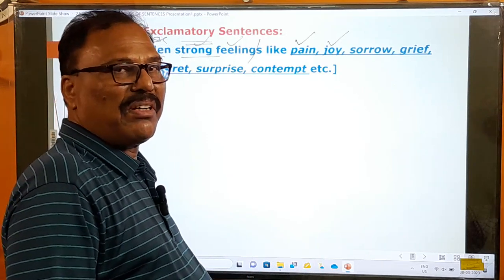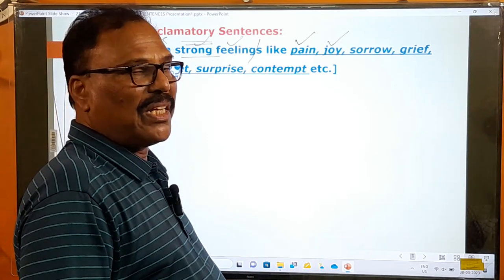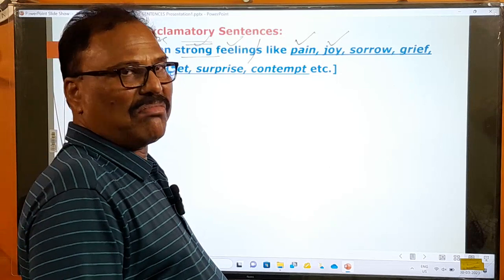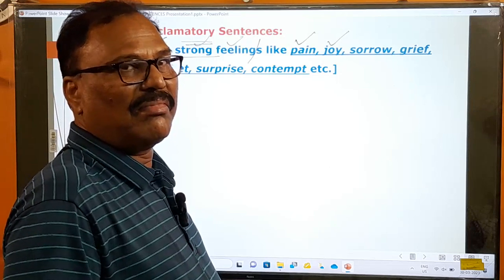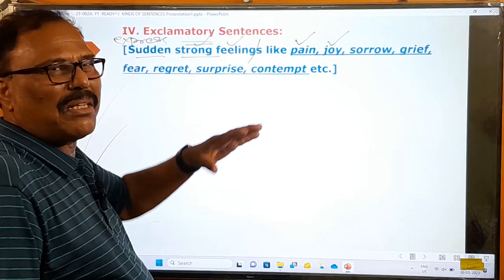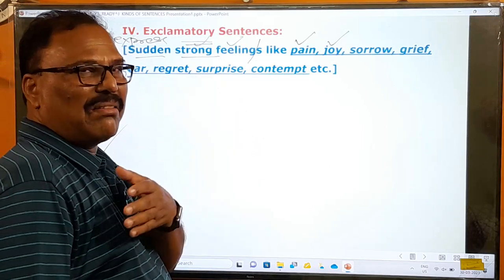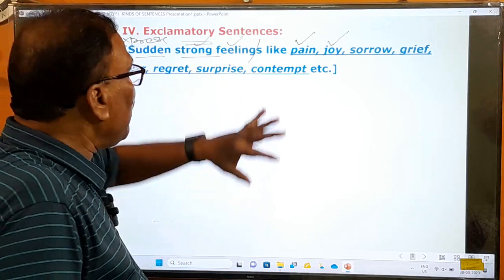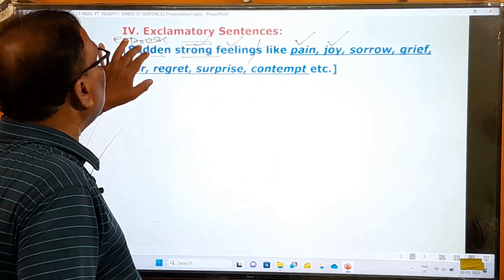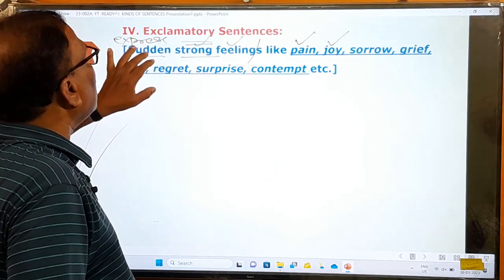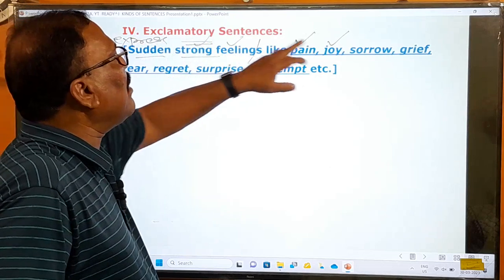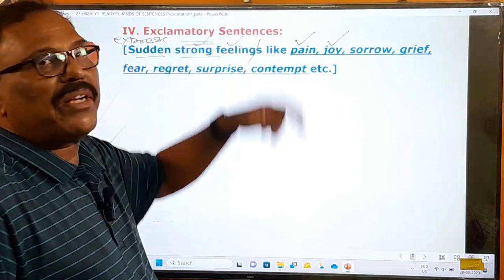Surprise, contempt. Can he stand top in the class? Can he stand top of the class? No. So, like that, contempt, some kind of sneaking admiration. Something like that. So, such sentences expressing some sudden strong feelings like these are called exclamatory sentences.